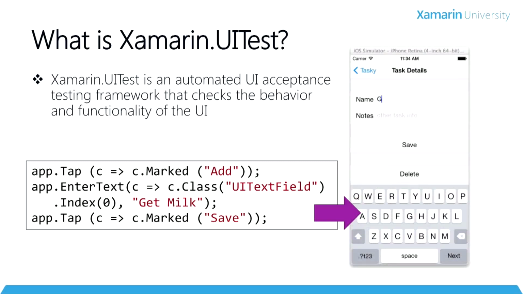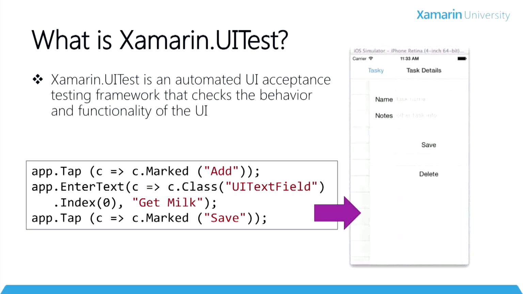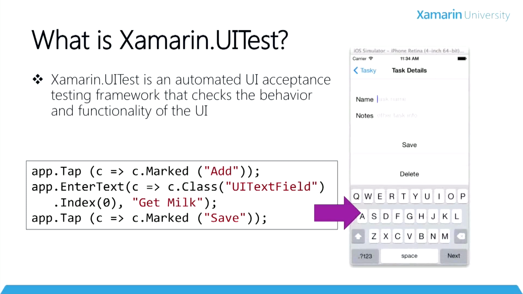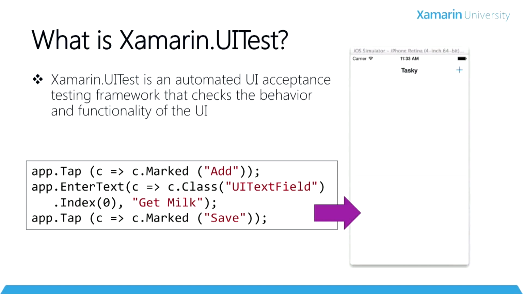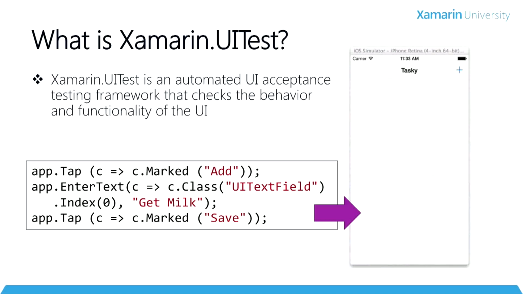To give you an idea of what you can do with UITest, let's look at the code on the slide. Here we have several commands and code that are being executed against a user interface. We're tapping a button, we are entering some text into a control, and then tapping the Save button. This code is automating the UI so that we don't have to manually perform these steps.